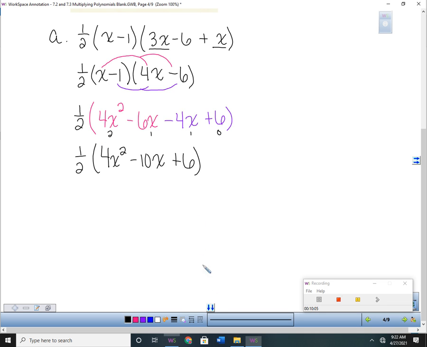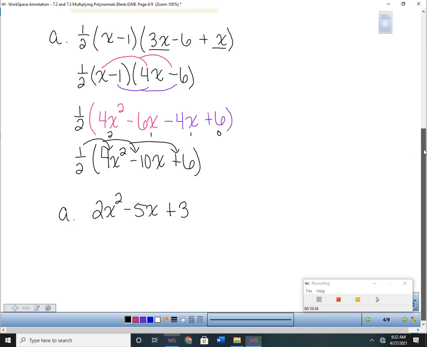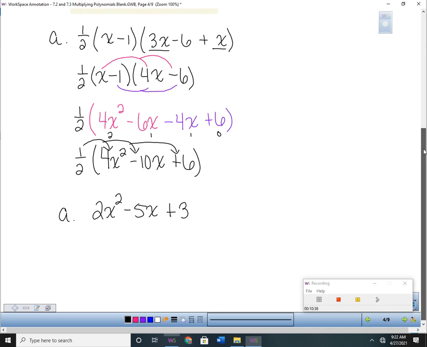So now all that's left to do is to multiply that 1/2 throughout my parentheses. So I have 1/2 times 4x squared. You're just essentially taking half of it. Half of 4x squared would be 2x squared. And half of negative 10x would be negative 5x. And half of 6 is 3. So there's the answer to part A. There's your formula for the area of this trapezoid.